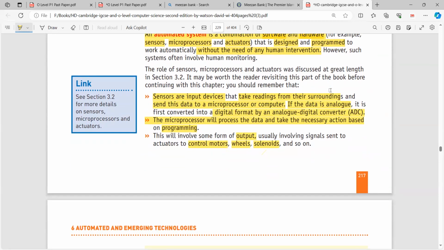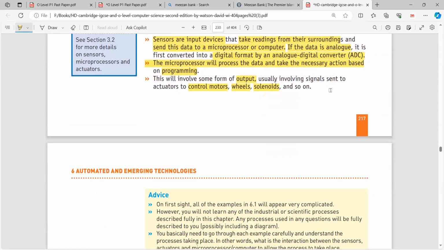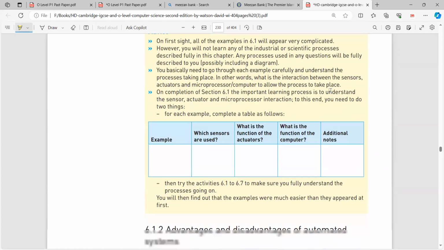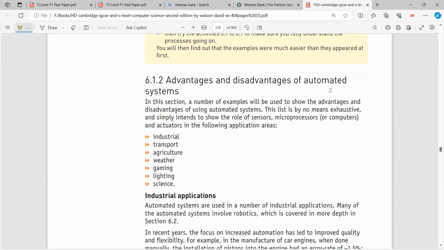For example, actuators are used to control motors, wheels, or solenoids. An actuator is basically a machine component that helps in their movement. So this is the basic concept of an automated system, and there are certainly a number of examples that we are going to discuss in this chapter.